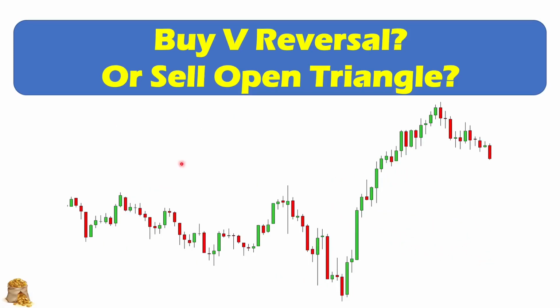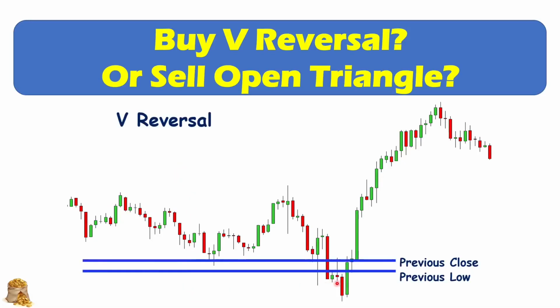If we take a look at the same chart differently, we can see a V reversal here. First, let's draw some important levels, previous close and previous low. The market respects these two levels very well here, so especially here we can see the support, which means the upside pressure. Then we see the V reversal setup.